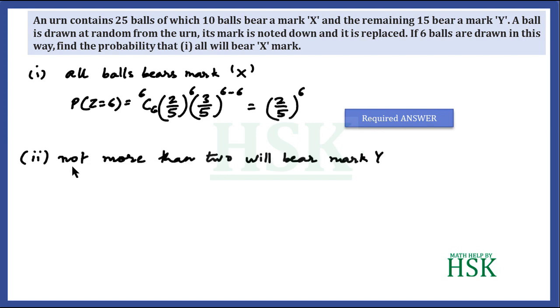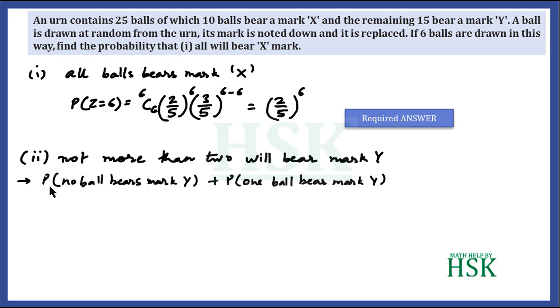In the second part, we have been given not more than 2 will bear mark Y. So we are required to calculate the probability that less than or equal to 2 balls should bear mark Y. And this would be equal to probability that no ball bears mark Y plus probability that 1 ball bears mark Y plus probability that 2 balls bear mark Y, out of 6 balls when 6 balls are being selected. Now it is very interesting to note that when no ball will bear mark Y, then all balls are going to bear mark X.